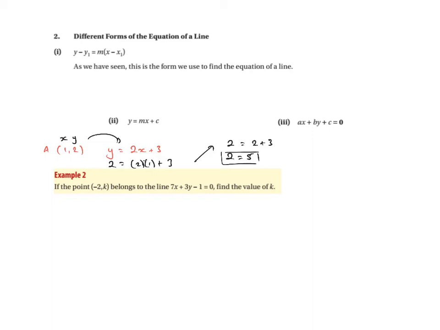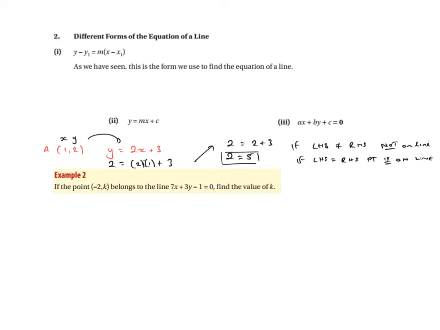2 cannot be equal to 5, so if the left hand side is not equal to the right hand side, then it's not on the line. So the coordinate given is not on the line, and if the left hand side is equal to the right hand side, then the point is on the line. So those are the two ideas there. If we're trying to prove that a point is on the line, all we do is take the point, put it into the equation of the line, and if the left hand side equals the right hand side, then the point given is on the line. If it doesn't, it's not on the line.